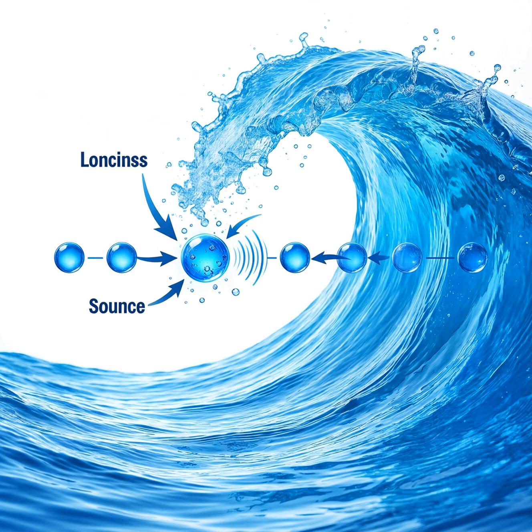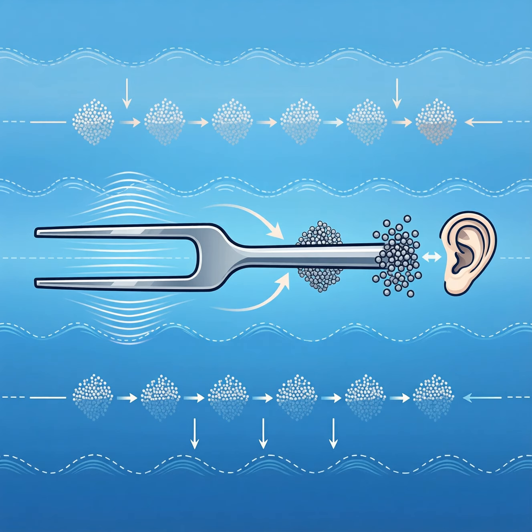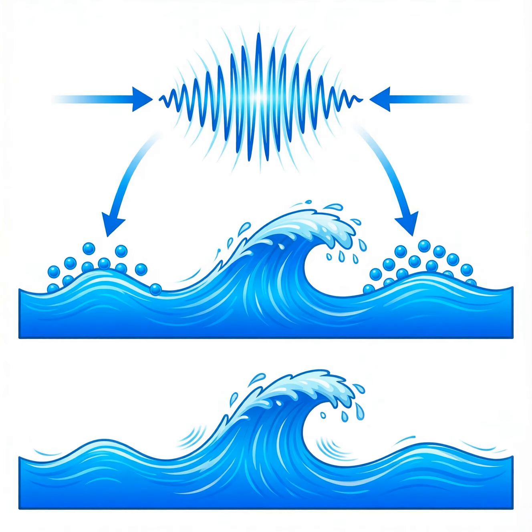A tuning fork vibrates at a fixed frequency, oscillating its prongs back and forth. As the prongs move outward, they push on adjacent air molecules, creating a region of higher pressure. When the prongs retract, the compressed molecules expand, leaving a zone of lower pressure behind them. This alternating pattern of compression and refraction travels away from the fork as a longitudinal wave.